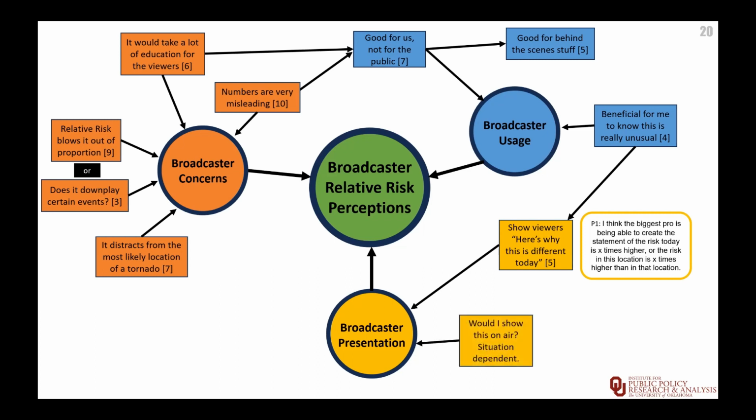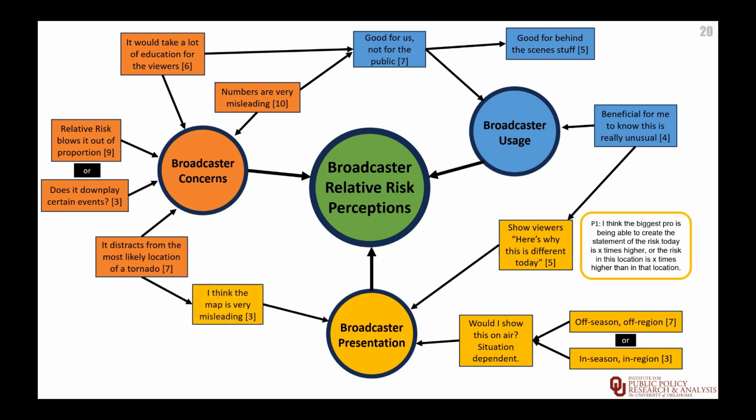When we pressed broadcasters and asked them to sort of say when they would be showing this product, they were a bit split again, but most broadcasters, 7, suggested that off-season, off-region events would be the best time to present relative risk information to their viewers, while 3 broadcasters were more feeling that those in-season, in-region events were better because you don't get those overinflated relative risk values. Potentially due to that concern about how the map works and how it might distract from the most likely location of a tornado, 3 broadcasters said that they don't really want to show the map.